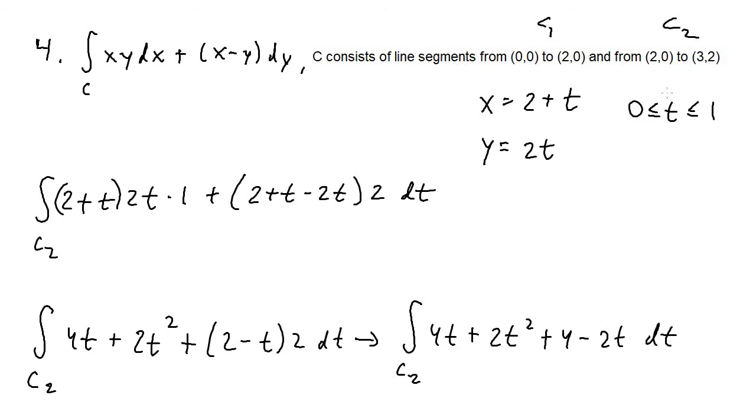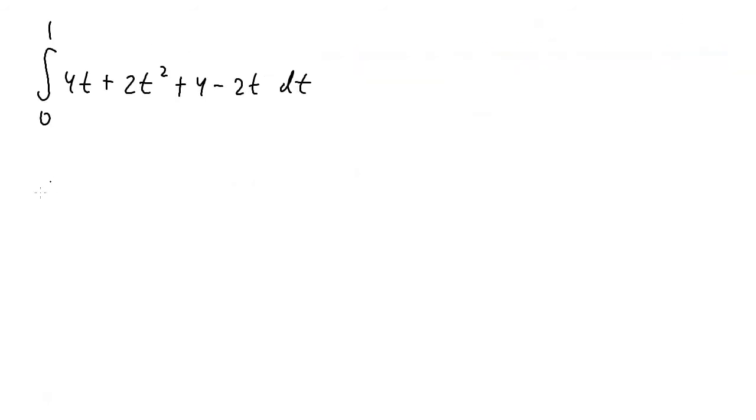And since the t bounds are from 0 to 1, I can go ahead and erase the C2, and say that we're integrating from the t bounds of 0 to 1. And so to simplify one more time here, the integral from 0 to 1 of 4t minus 2t is positive 2t. We have plus 2t squared, and then plus 4 dt.